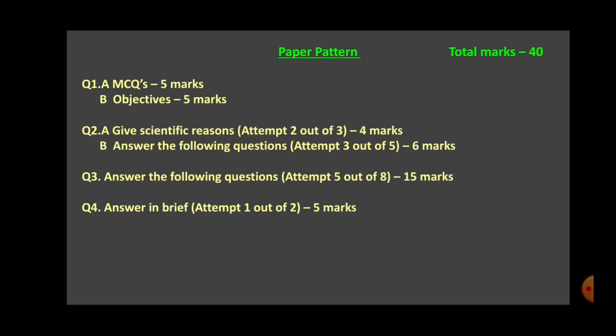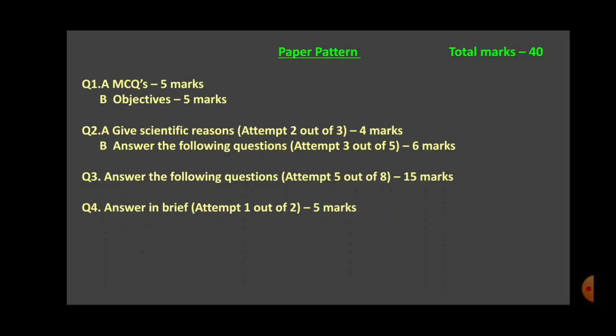Question number 2, A: give scientific reasons. You have to attempt 2 out of 3, and it will be of 4 marks. Here it will be 1 question from the biology section and 1 question from the EVS compulsory, and the third one can be from any of the two. B part is answer the following questions. Here also attempt 3 out of 5, and it will be 6 marks.